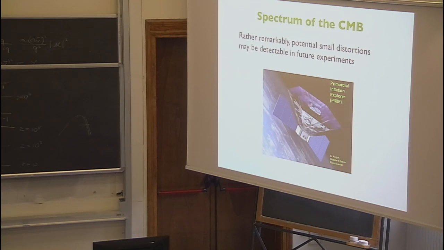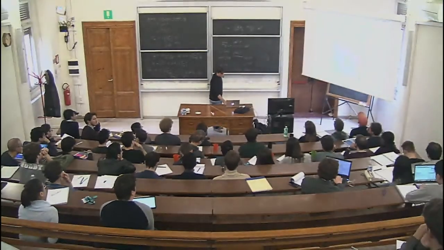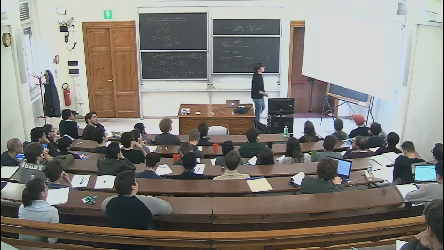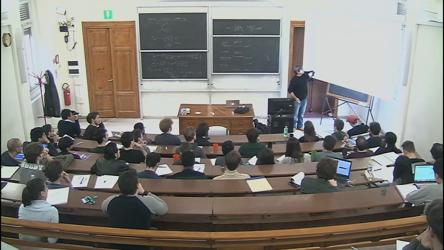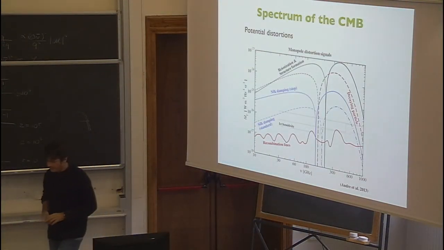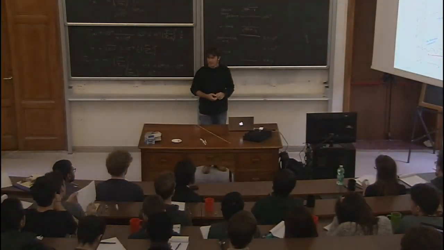So here there are some of these numbers. You can see, for example, the spectral distortions from reionization, but you don't necessarily see the recombination lines. So it's about four orders of magnitude better than the current measurements.